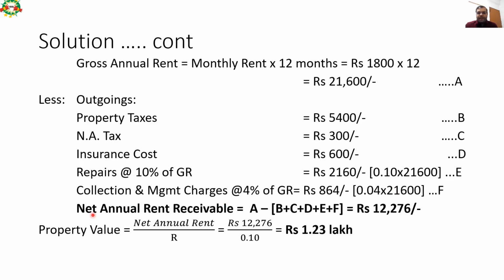Accordingly, we will get the net annual rent receivable, which is 21,600 minus all outgoings. So it will give us 12,276 rupees as the total annual rent receivable from the property. Divided by yield, it gives us the property value, which is 1.23 lakhs.